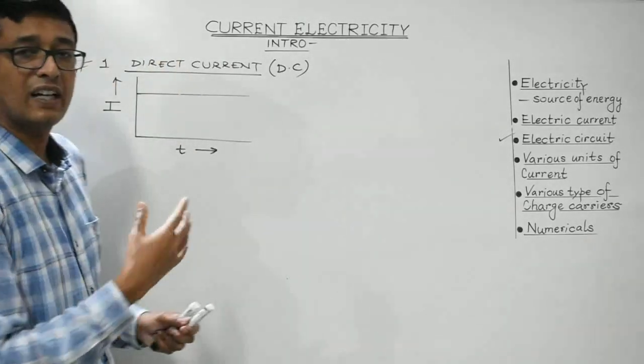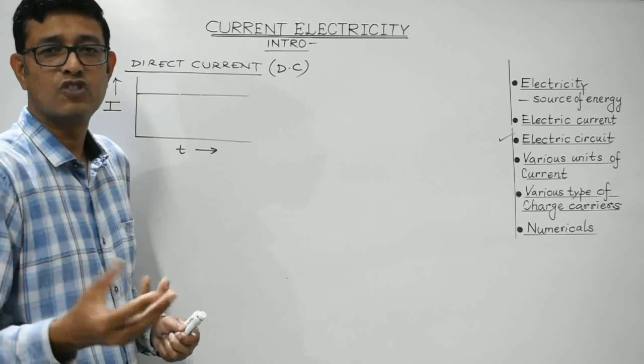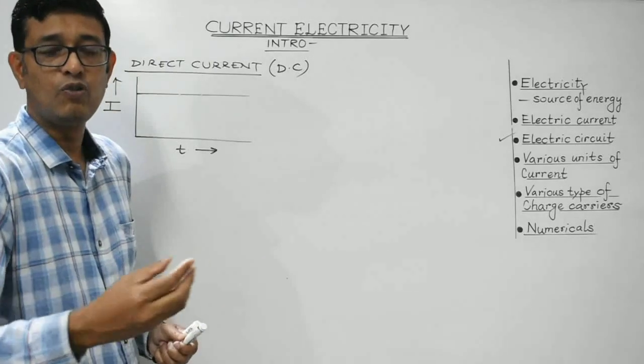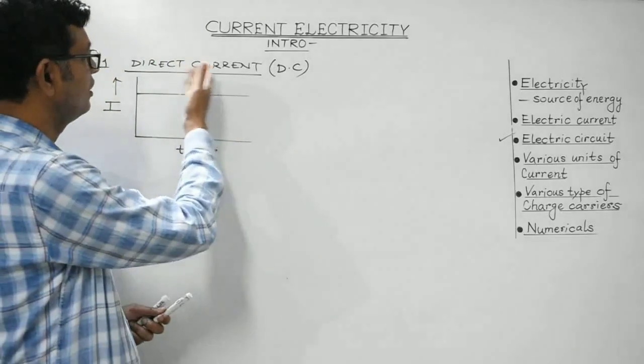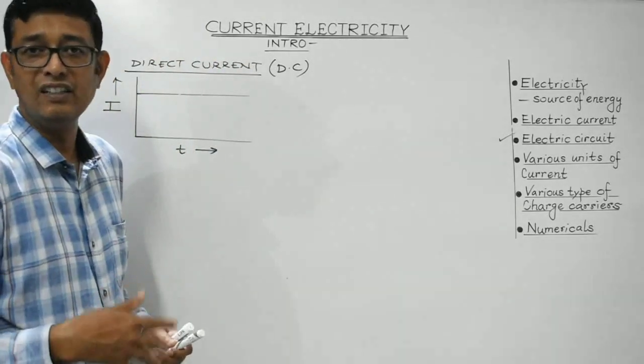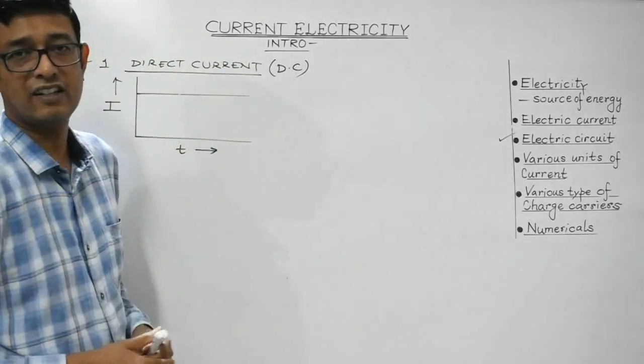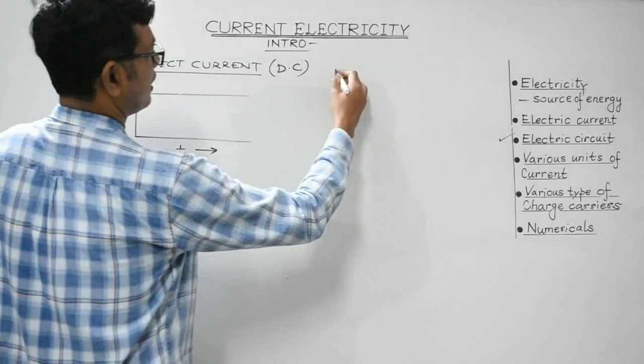So what are the sources of direct current? Normal cell, dry cell, simple voltaic cell. These are the sources of direct current. Leclanche cell, Daniell cell, they all are sources of direct current. Right?